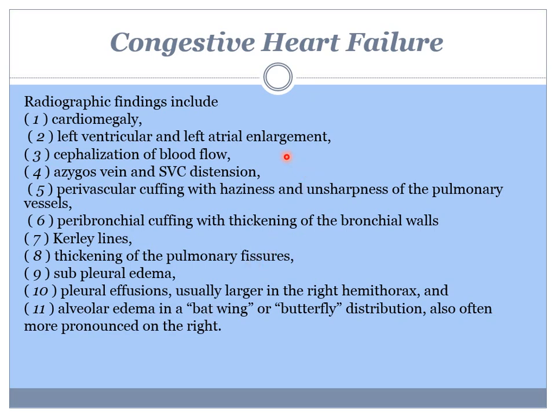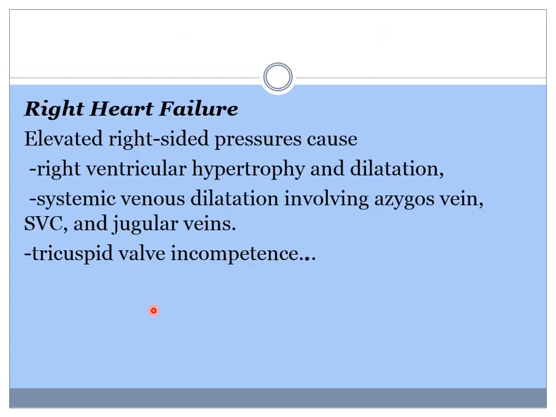Congestive heart failure radiographic findings include cardiomegaly, left ventricular and left atrial enlargement, cephalization of blood flow, azygos vein and superior vena cava distension, perivascular cuffing, peribronchial cuffing, curly lines, thickened fissure, subpleural edema, pleural effusion, and alveolar edema. Right heart failure: elevated right-sided pressure causes right ventricular hypertrophy and dilatation, systemic venous dilatation involving the azygos vein, superior vena cava, and jugular veins, and tricuspid valve incompetence.